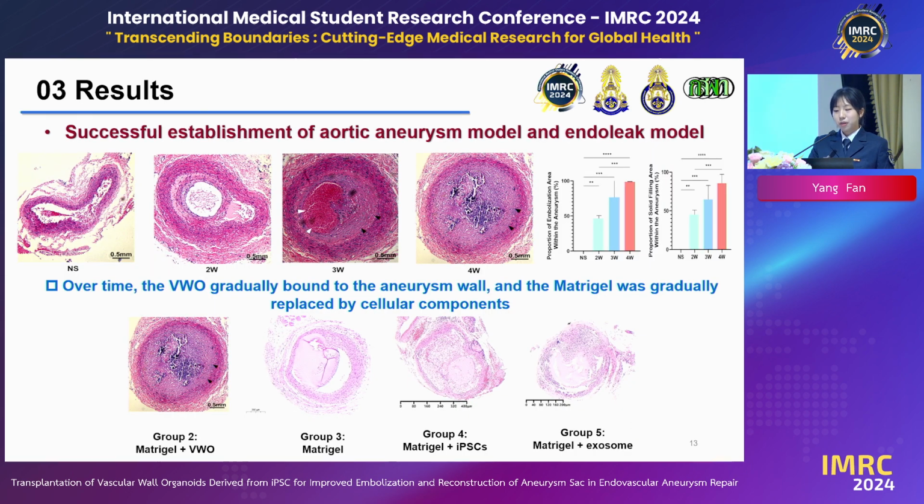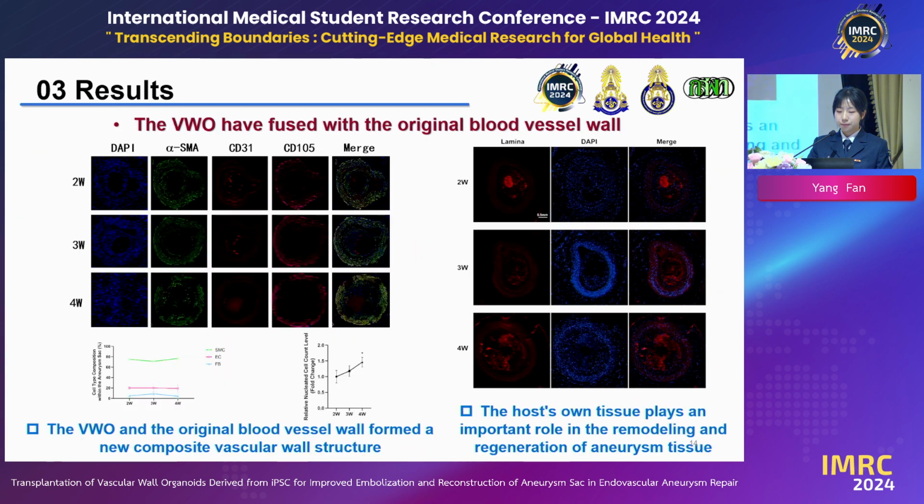We continuously monitor the filling status of the sac and the growth of the tissue within it. As for group 2, the VWO gradually integrated with the aneurysm wall, and Matrigel was gradually replaced by the cellular components. Compared with other control groups, group 2 showed very good compatibility with the aneurysm wall, while the other control groups did not have such good fusion and failed to support the treatment of aneurysms, which further reflects the promising future of VWO.